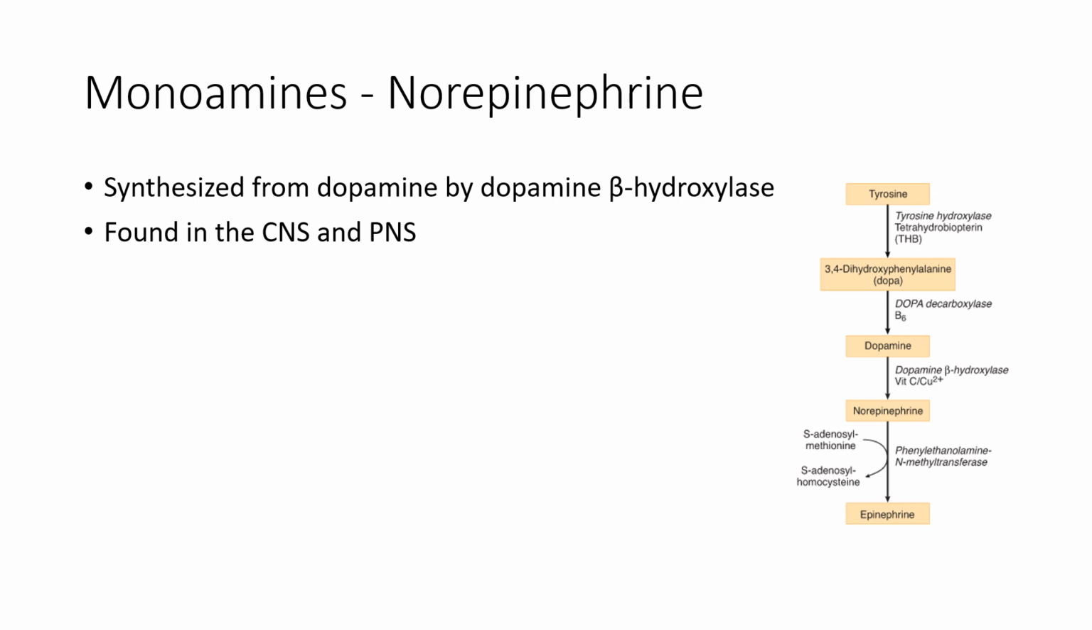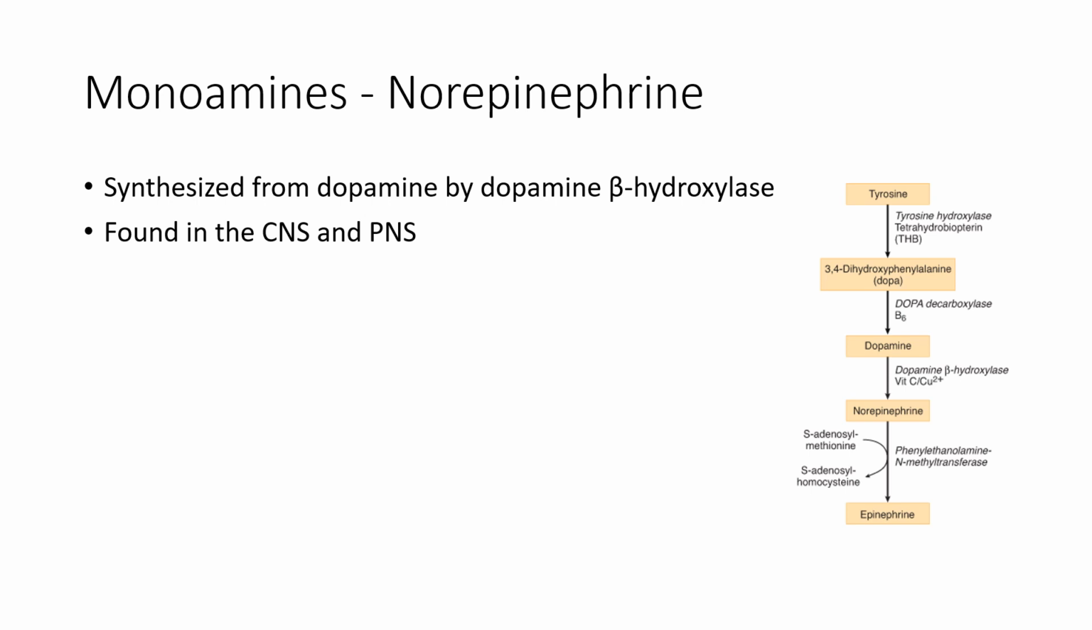Now we look at another catecholamine, norepinephrine. If we look here on the right-hand side of the screen, we just discussed dopamine. Norepinephrine is the next one in the stair-step process. So norepinephrine is synthesized from dopamine. It goes from dopamine into norepinephrine, and it is done so by dopamine beta hydroxylase. So dopamine is converted into norepinephrine by dopamine hydroxylase.